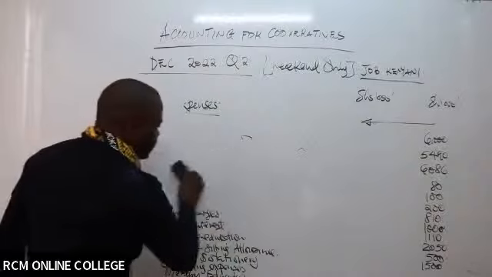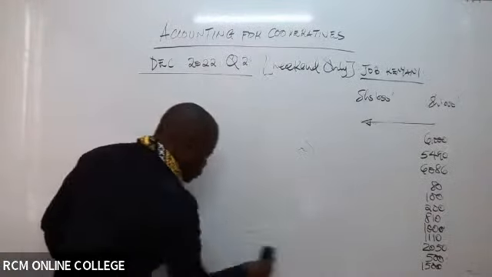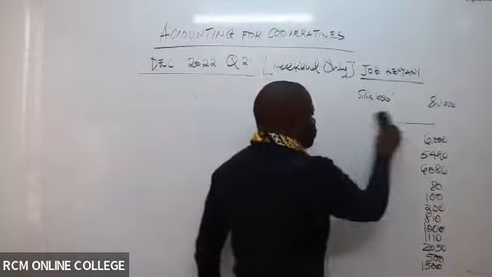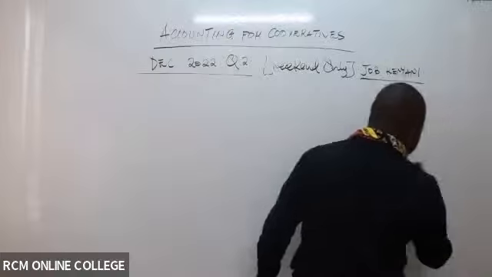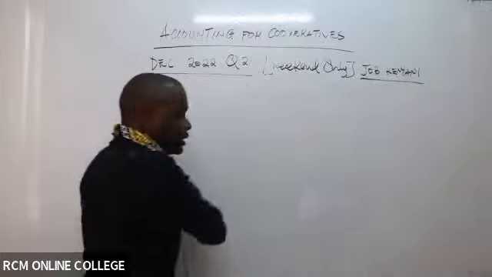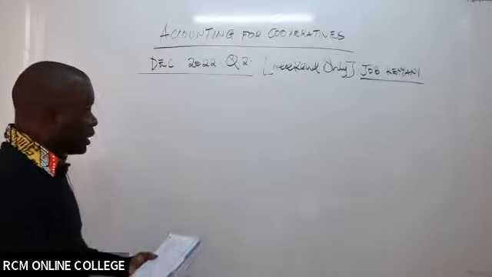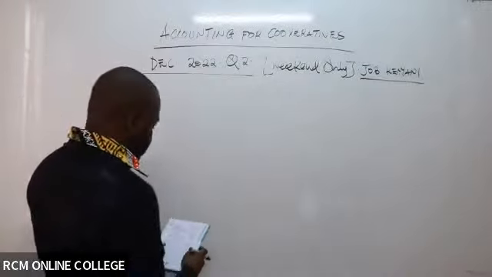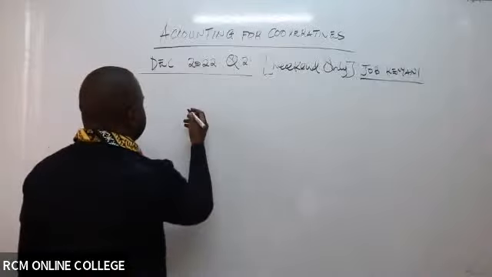Because the profits retained at the end are the ones that will go in the statement of financial position as retained profits for the year under equity. So in this case, the appropriation account, look at Marula Farmers Cooperative.